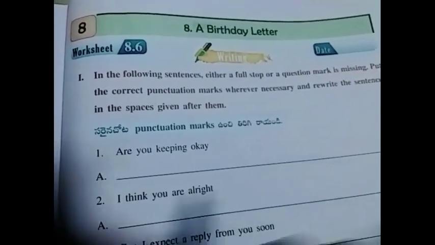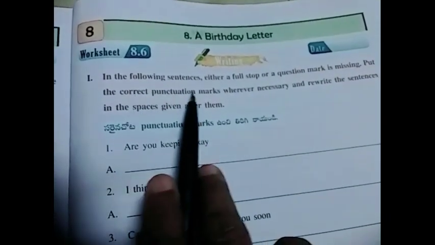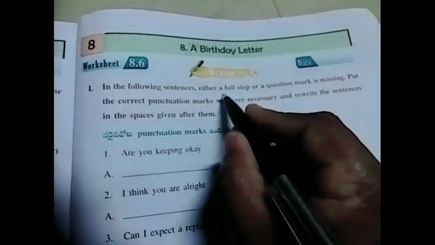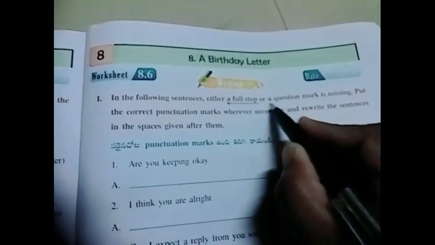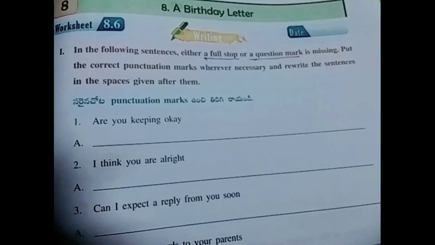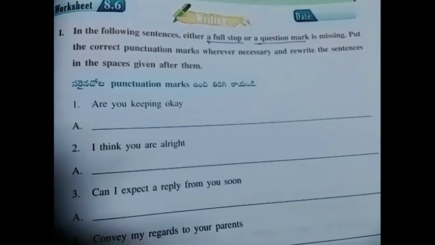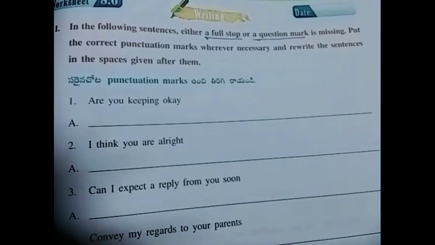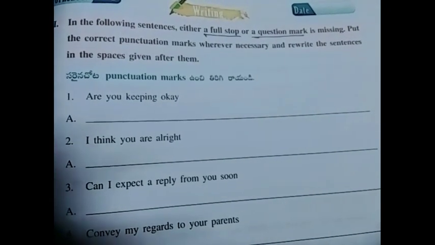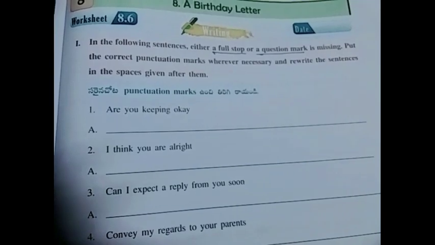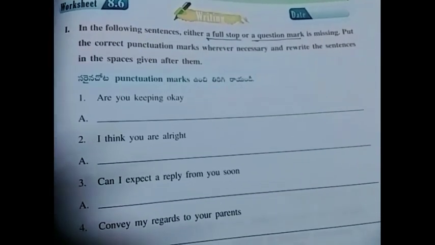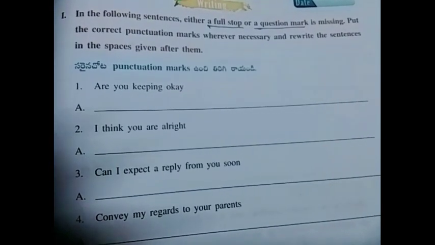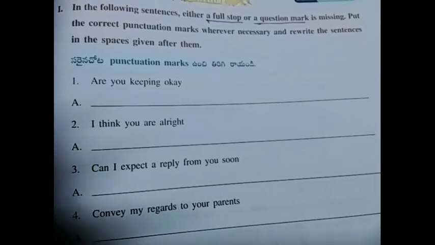This is worksheet 8.6, writing part. In the following sentences, either a full stop or a question mark is missing. Which punctuation marks are missing here? Full stop, question mark. Put the correct punctuation marks wherever necessary and rewrite the sentences in the spaces given after them. We should write the sentences again with the punctuation marks that are missing.